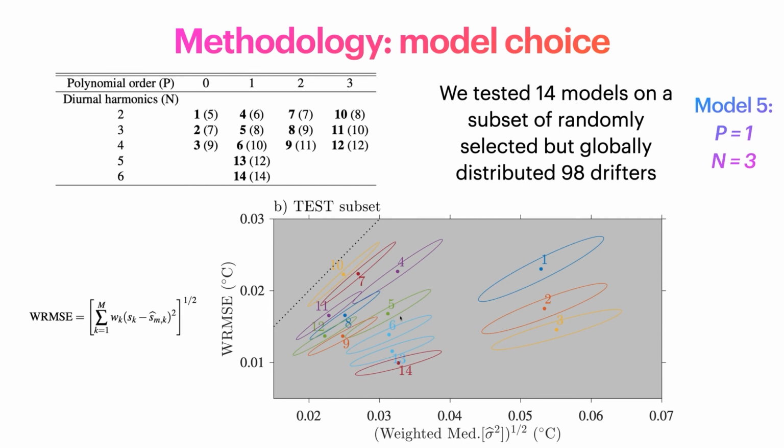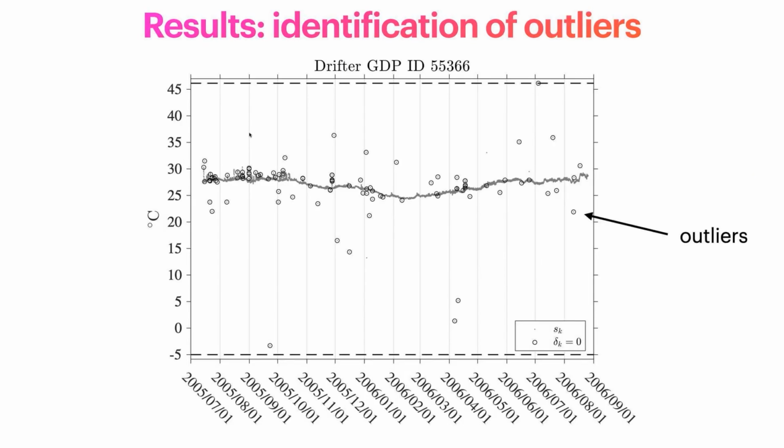So what we found, testing those different models on the 98 drifters that I told you about, is some scatter in the results, which is indicated by the ellipses. But we settled on model number 5 because increasing the number of harmonics or increasing the order of the polynomial was not significantly improving the performance of the model. Model number 5 is the one that has a polynomial of order 1 and 3 harmonics of the diurnal frequency. So we need to estimate 8 parameters at every time step.